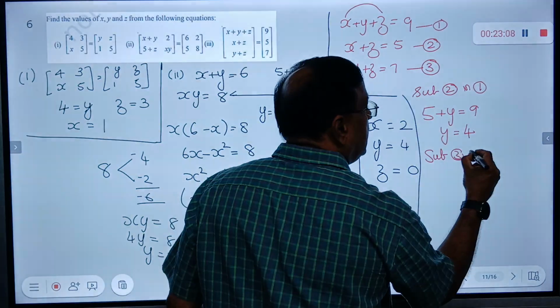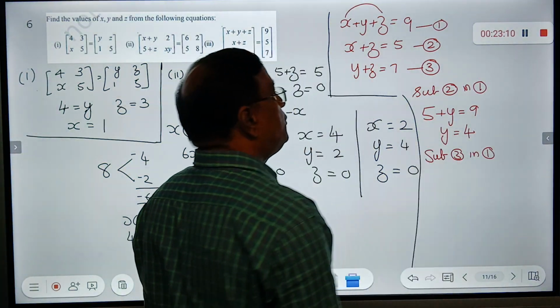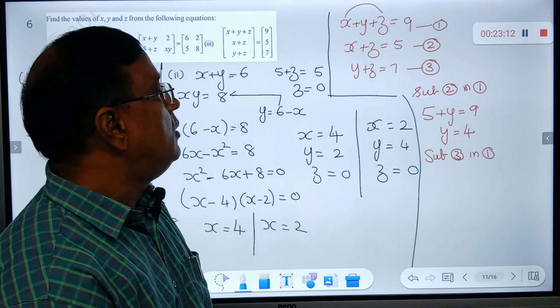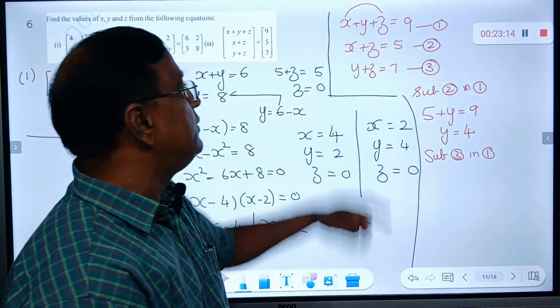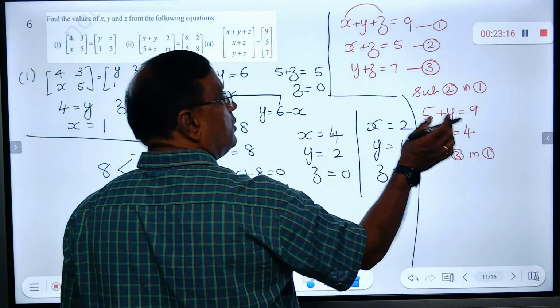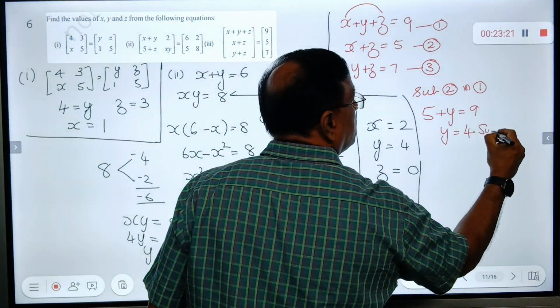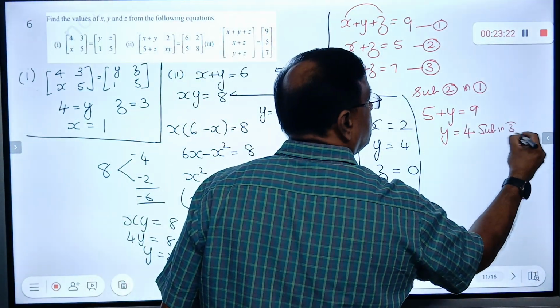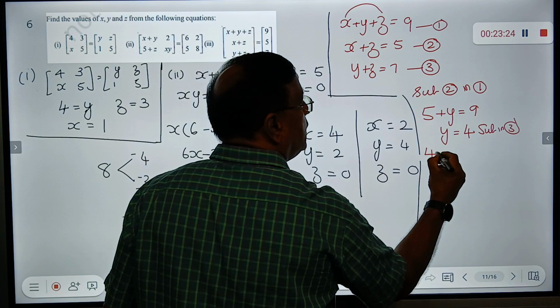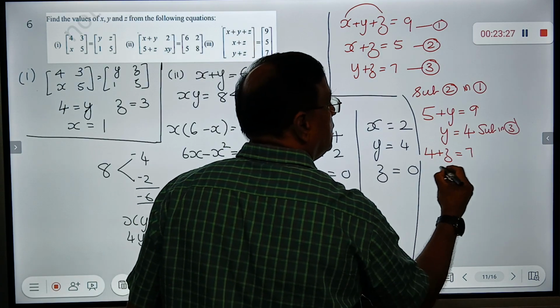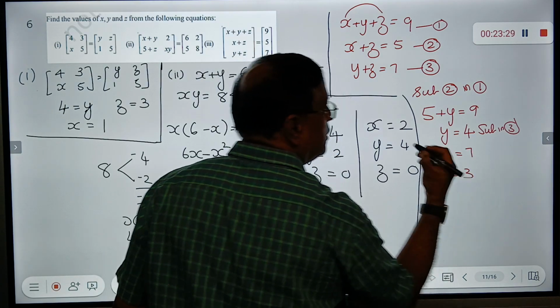Now again, what will you do? Substitute 3 in 1, or you can substitute y equal to 4 to get z. I think this is much easier to do: substitute in 3. That is better, I feel. 4 plus z equal to 7. So z equal to 3.